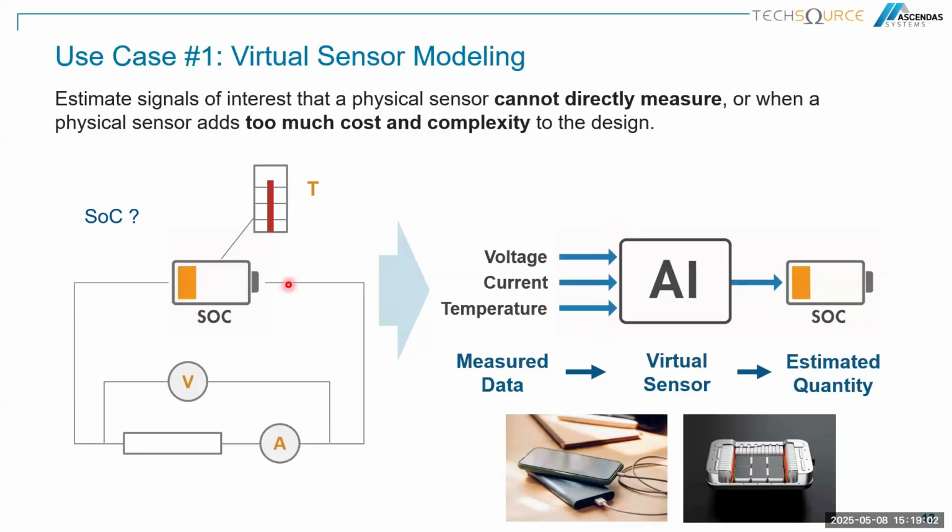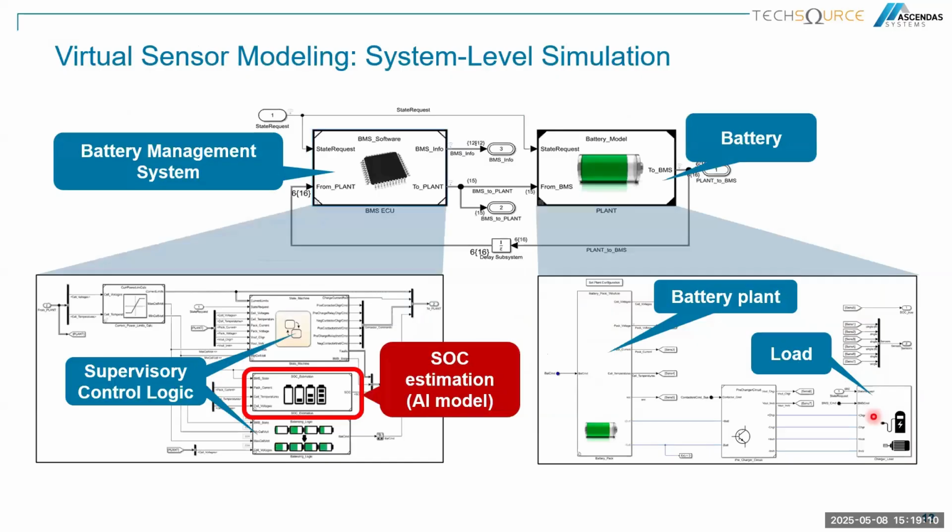So we try to use an estimate here. How do we do that? This is an example of a system level simulation of the virtual sensor for this battery. On the right side, we have the battery model, which is a physical model, the plant model. On the left side, we have the controllers. And we try to do the SOC estimation with the AI model here.